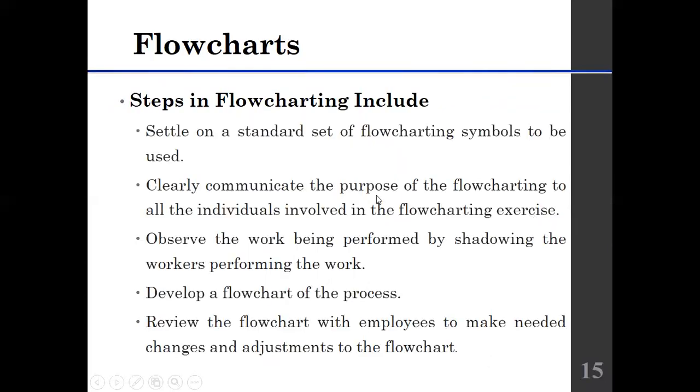So let's discuss the steps in flow charting. Settle on a standard set of flowchart symbols to be used. So we have to use the standard flowchart symbols that we have discussed in the previous slides. Clearly communicate the purpose of flowcharting to all the individuals that are involved in the flowcharting exercise.